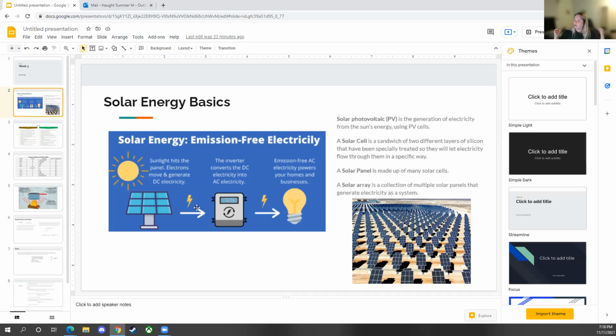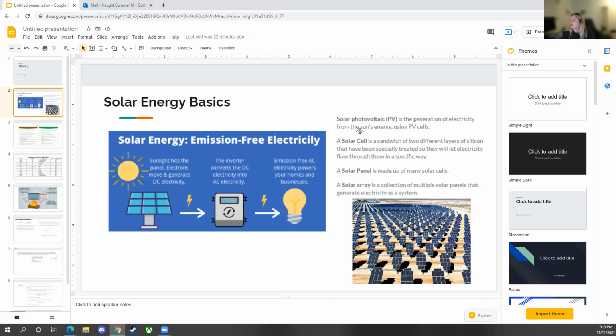So again, this is a more complicated definition of solar energy and how it works. But just know that when the sun is hitting the panels here, it's creating electrons to move all different ways. And then there's a converter, called an inverter, that converts the DC to AC electricity. And that AC electricity is what we can harness and use in our homes and our businesses. So that is the main takeaway here. Just know the three steps: the sunlight hits the panel, electrons are moving all around, we have an inverter near the electric panel, and those convert the electricity forms, and then we can use it.